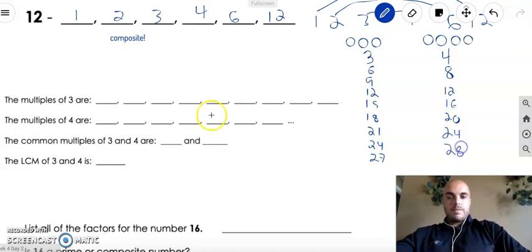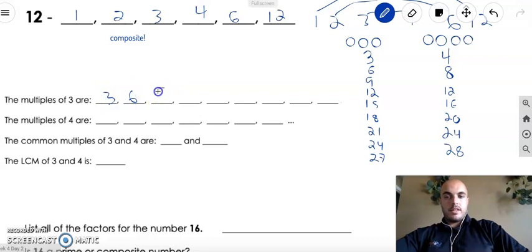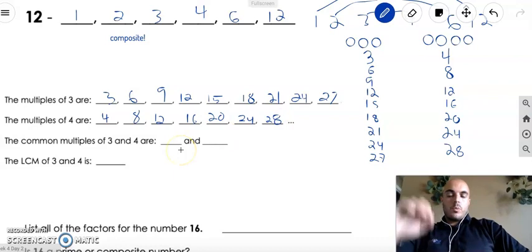Okay. So let's fill in all these multiples before we go any farther. For all my multiples of 3, I have 3, 6, 9, 12, 15, 18, 21, 24, and 27. All the multiples of 4 that we have written are 4, 8, 12, 16, 20, 24, 28. Great.